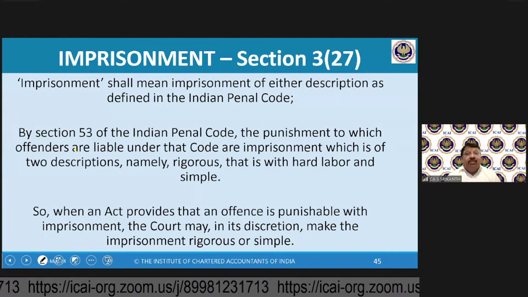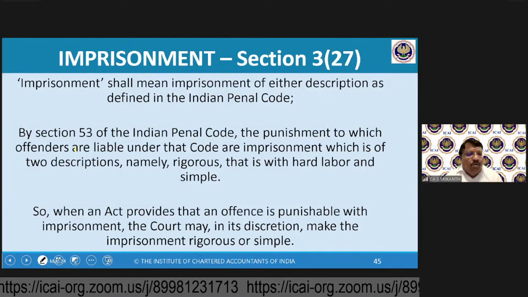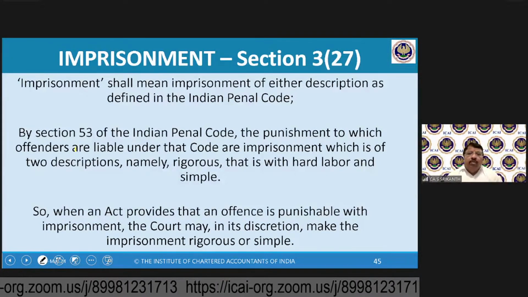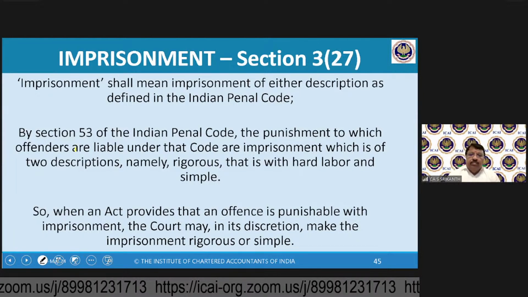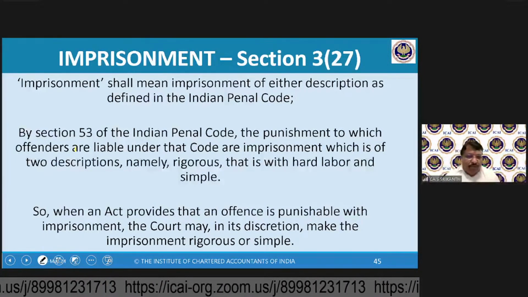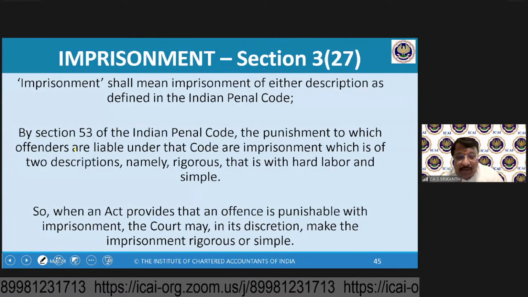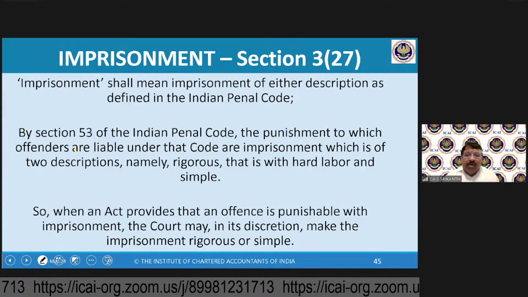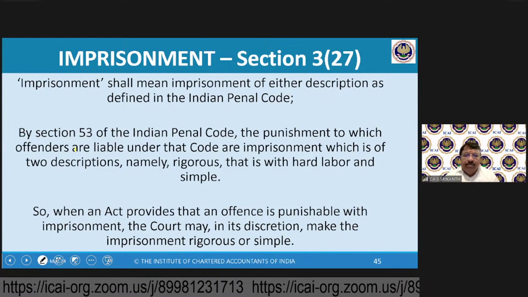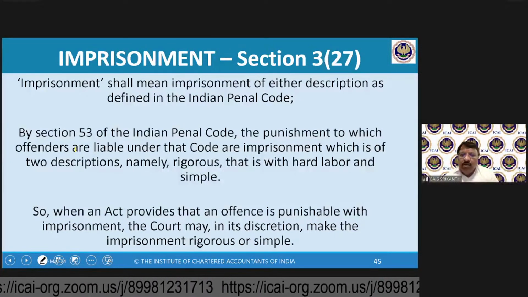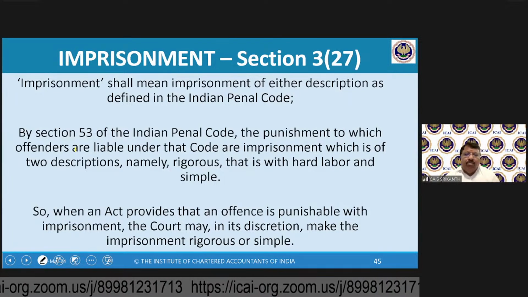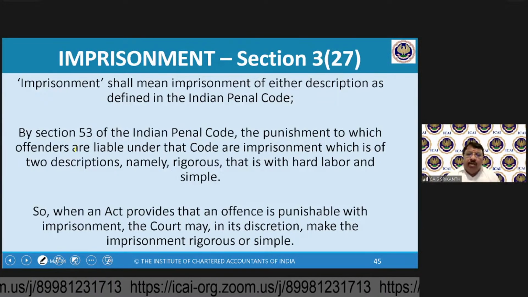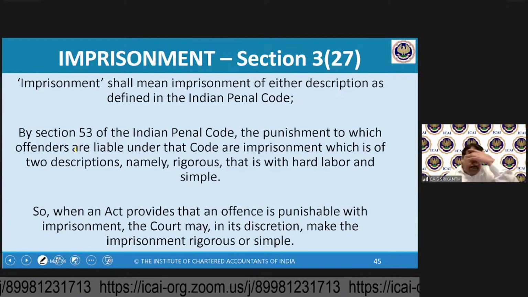Imprisonment shall mean imprisonment of either description as defined in the Indian Penal Code. There are two types of imprisonment. One is called simple, the other is called rigorous. Section 53 of the Indian Penal Code says the punishments to which offenders are liable under that code include imprisonment, which is of two descriptions. Rigorous is with hard labor, as our freedom fighters were made to undergo in Andaman, Palayangottai, where they underwent rigorous imprisonment, where they lost their lives, like the famous freedom fighter from the South, V.O. Chidambaranar, who was also known as the first man to build and run a ship, the first Indian to run a shipping company. All these people were in jail for hard labor under the Indian Penal Code.